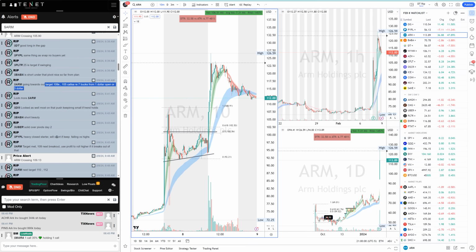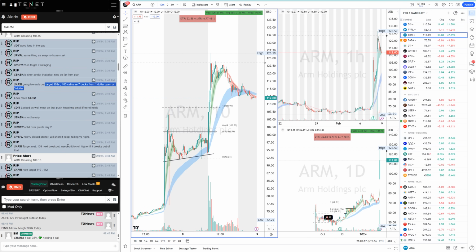We of course locked. First half an hour is very fast, so we have to be quick. We have to lock our profits, roll, and then ARM continued to push. It was at 109 in just the first 15 minutes. And at that time, your calls are already profitable.